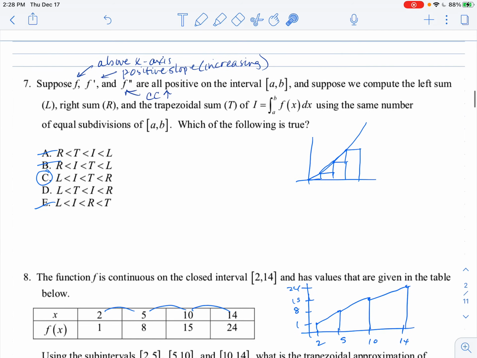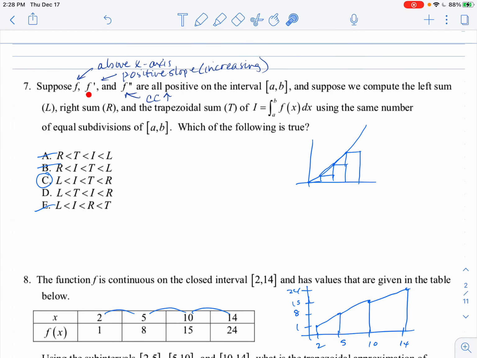In number 7, it says, suppose f, f prime, and f double prime are all positive. And so I made some little notes for myself. I know this is going to be above the x-axis. I know I'm increasing my slope, and it's concave up if they're all positive on this interval from a to b. Suppose we compute the left, right, and trapezoidal sum, T, of the integral from a to b of f of x dx using the same number of equal subdivisions. Which of the following is true? So it's above the x-axis, it's increasing, and it's concave up.